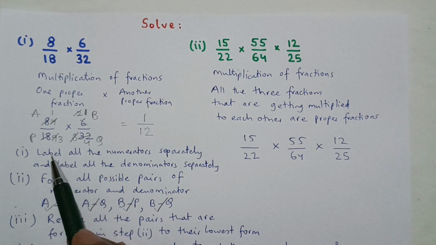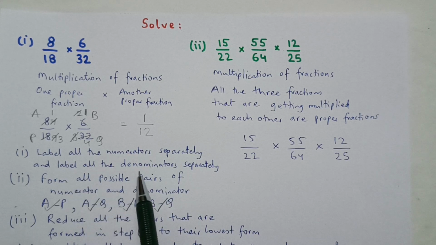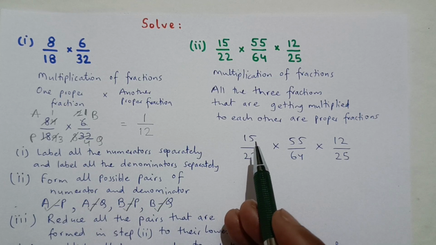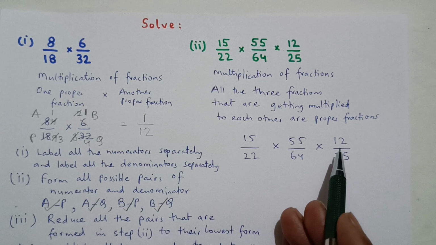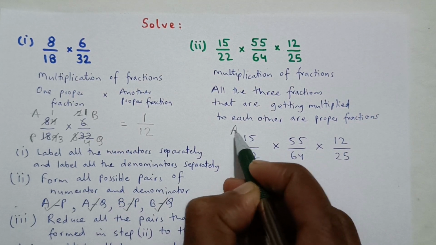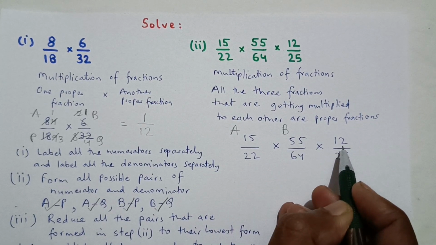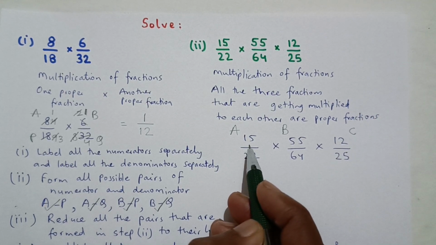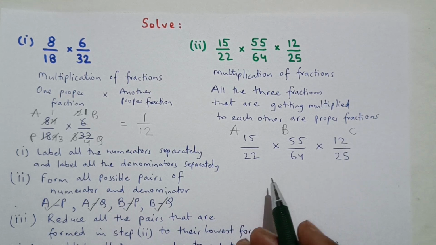So first let us label all the numerators separately and then we will label all the denominators separately. So the numerators are 15, 55 and 12. So let us say 15 is A, 55 is B and 12 is C. So we have labeled all the numerators separately as A, B, C.